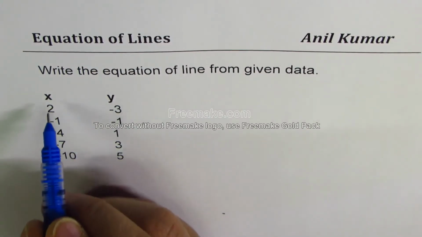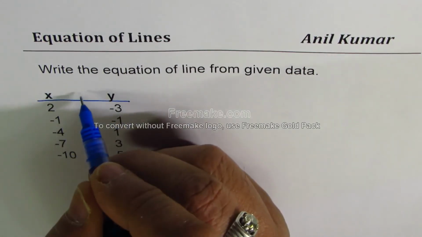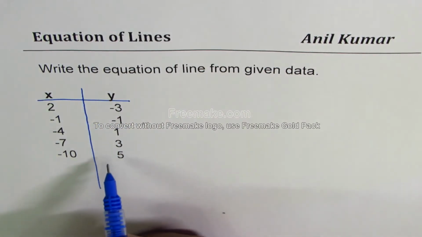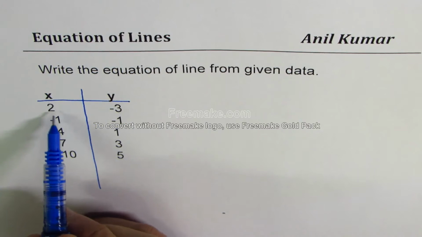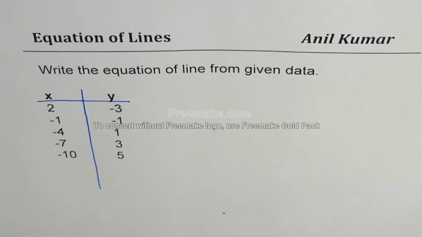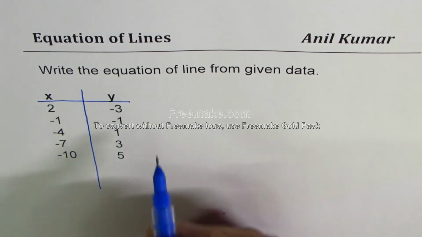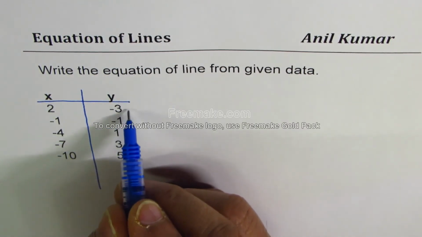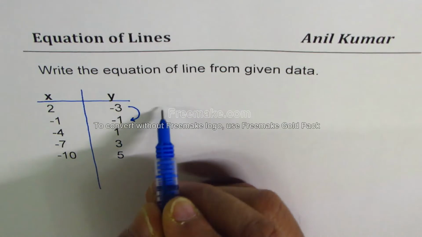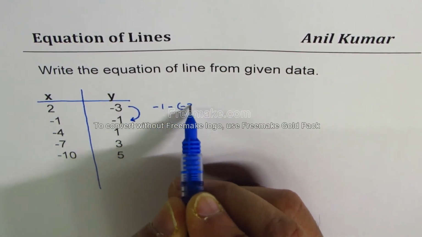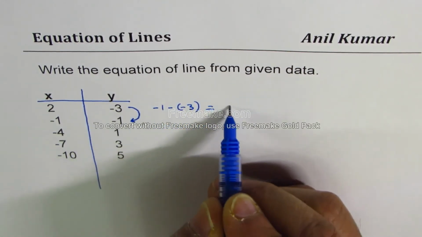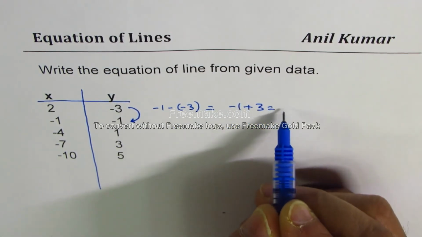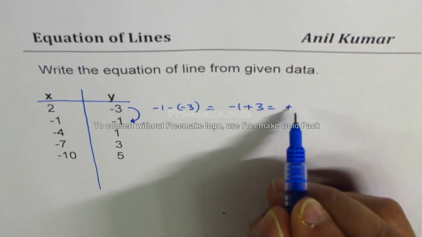So here we are given the values of x and y, and as you have noticed, for x equals 0, what is the value of y? We are not given. How will you write an equation for such data? Well, let's first find the difference in y values, right? So going down, what is minus 1 minus minus 3? It is equal to minus 1 plus 3, which is plus 2, correct?